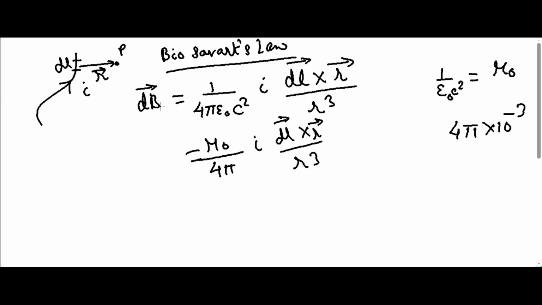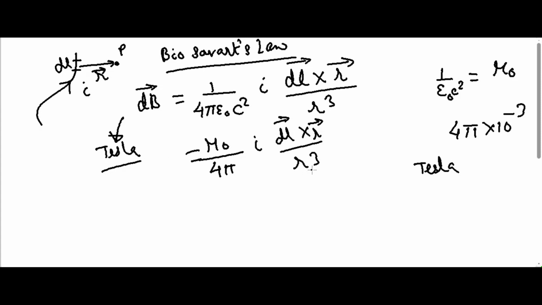and the unit of magnetic field, the SI unit of magnetic field, is Tesla. Okay, 4 pi doesn't have any unit. I has a unit of ampere, dl has a unit of meter, r has a meter, and r cube has a unit of meter cube. If I work out the unit of mu naught, considering that the unit of magnetic field is called Tesla, it will be Tesla.